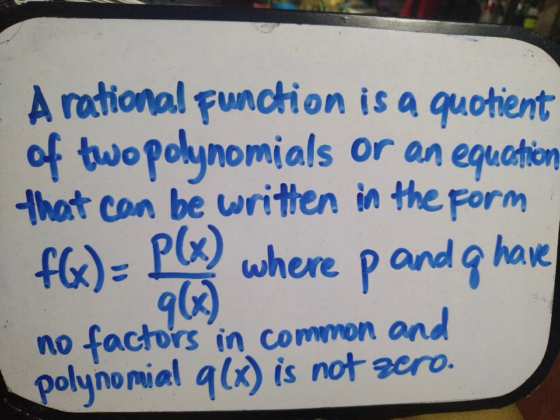A rational function is a quotient of two polynomials or an equation that can be written in the form f of x is equal to p of x over q of x, where p and q have no factors in common and polynomial q of x is not zero.